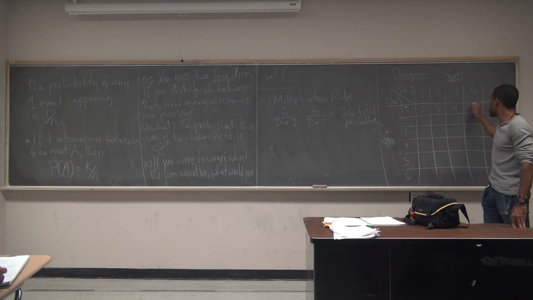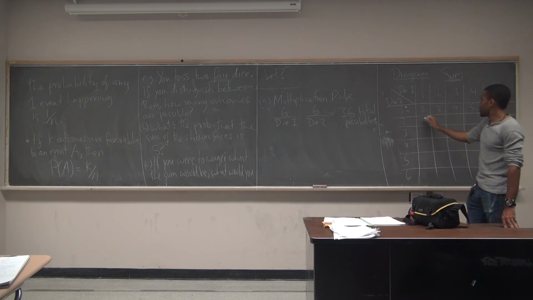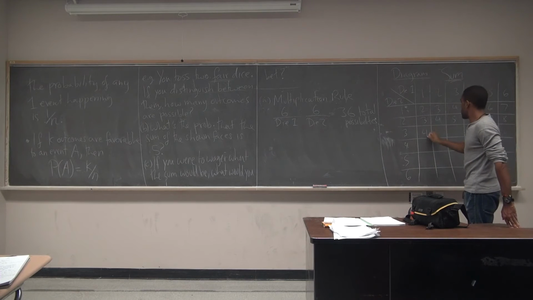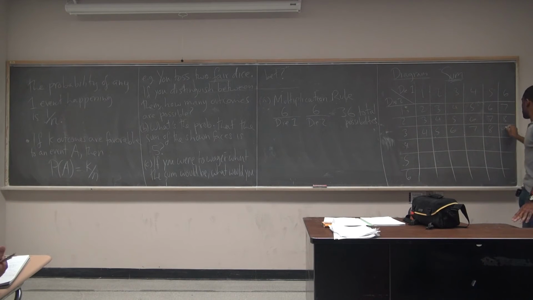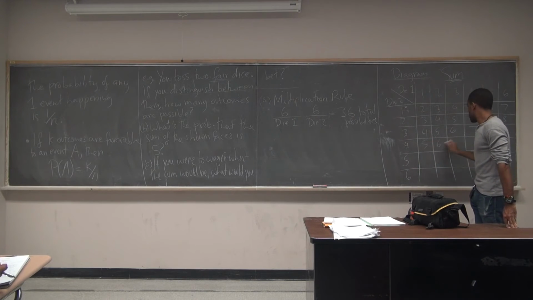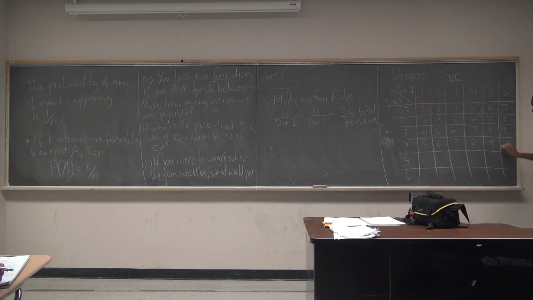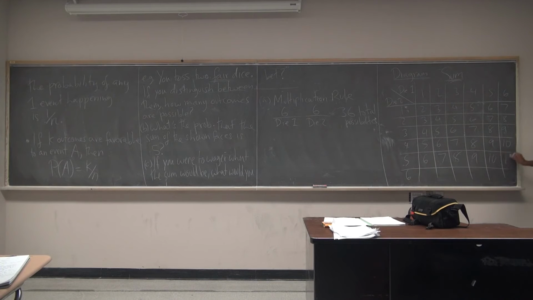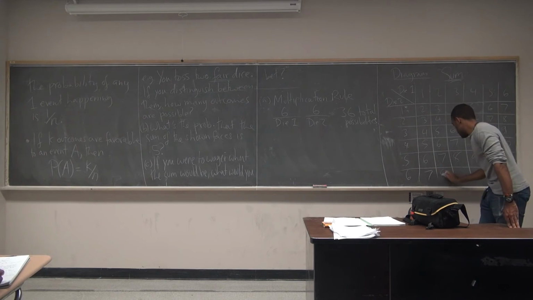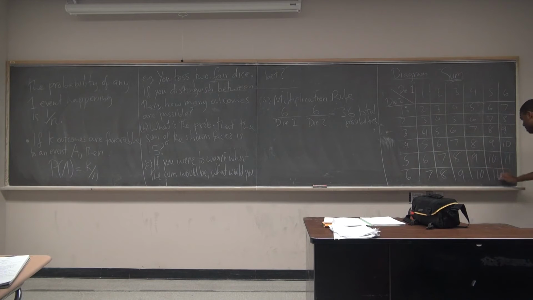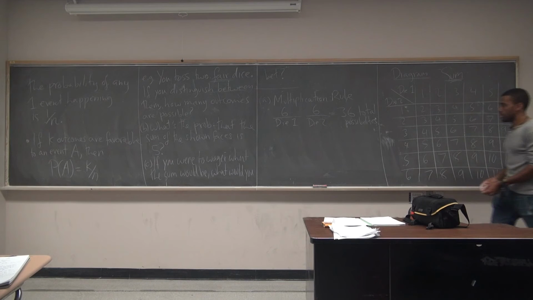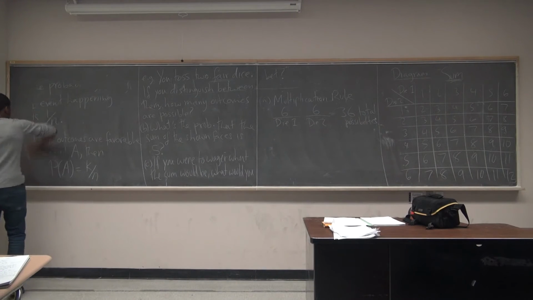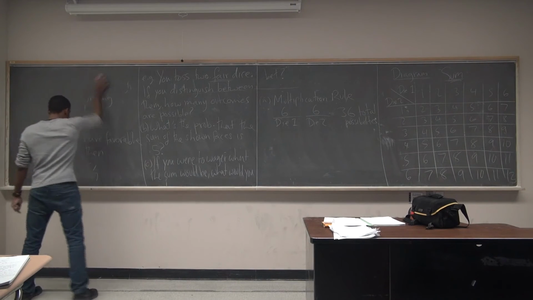So this would be 3, 4, 5, 6, 7. 3, 4, 5, 6, 7, 8. 4, 5, 6, 7, 8, 9. 5, 6, 7, 8, 9, 10. 6, 7, 8, 9, 10, 11. 7, 8, 9, 10, 11, 12. Right? So those are all possible outcomes for the sum. And I can figure them out by drawing that diagram.